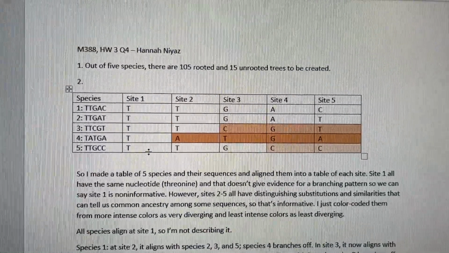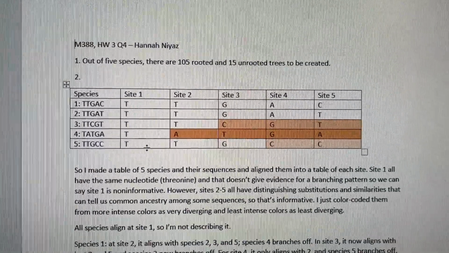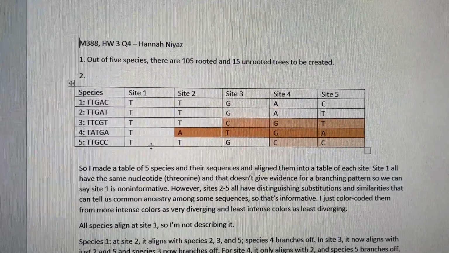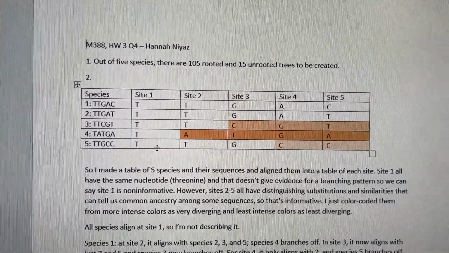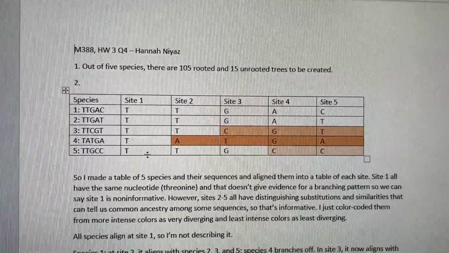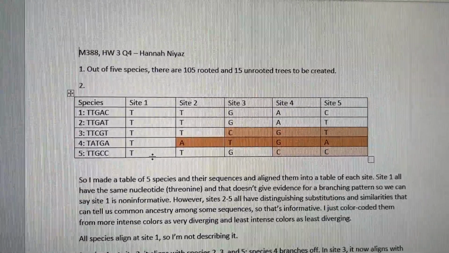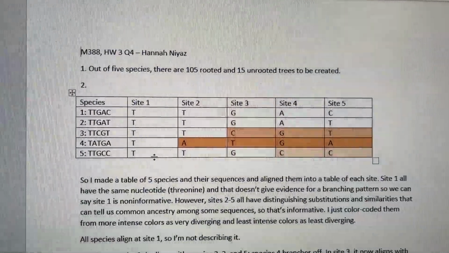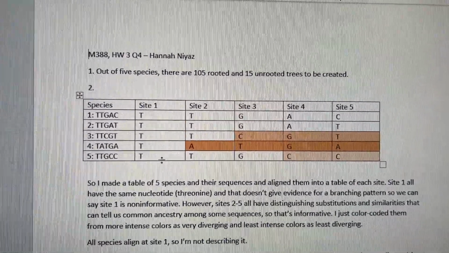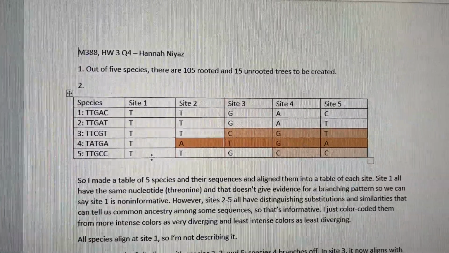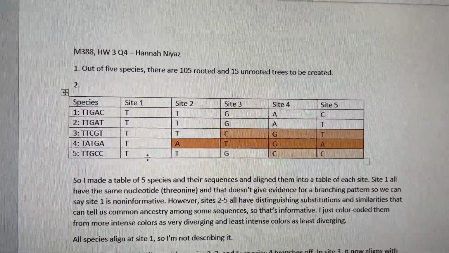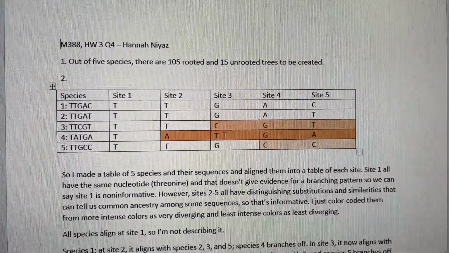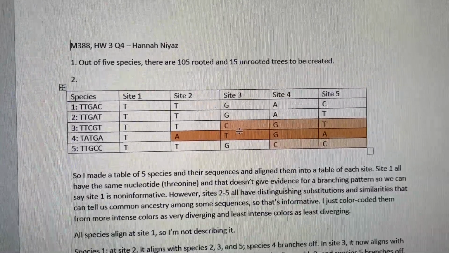And then for site 2, I changed a letter. You can see in sequence 4, that's like the only one that doesn't have a T in site 2. And then think of that as your now branched off sequence from the other 4. So now let's look at site 3. Because it's branched off, just forget about it.